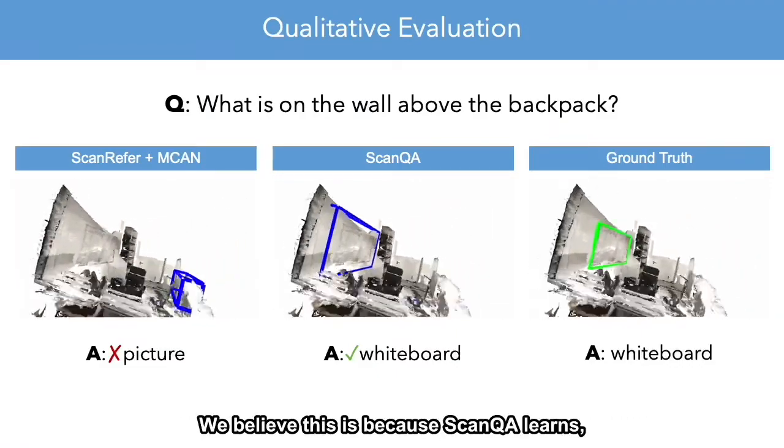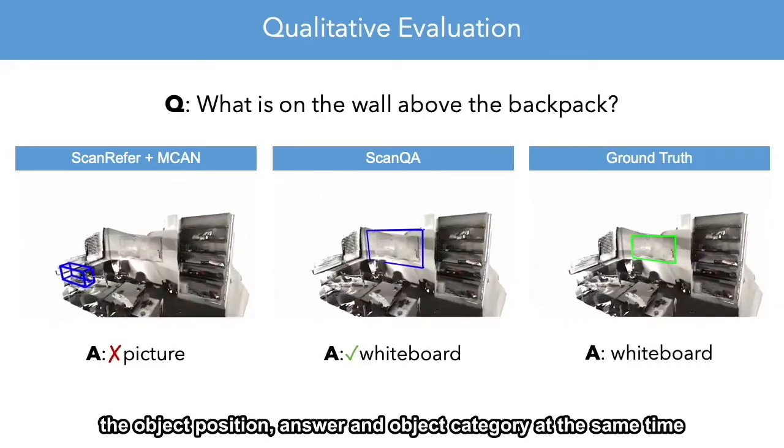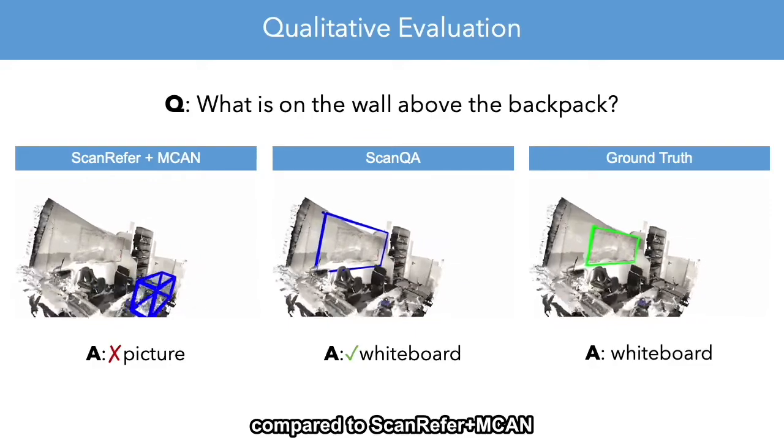We believe this is because ScanQA learns the object position, answer, and object category at the same time compared to ScanRefer plus MCAN.